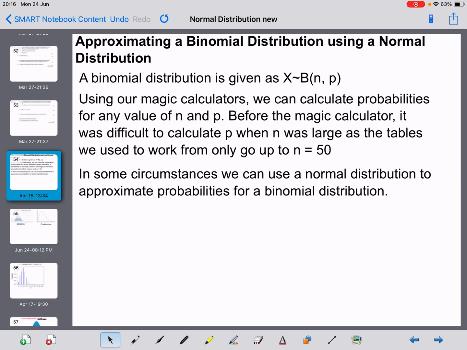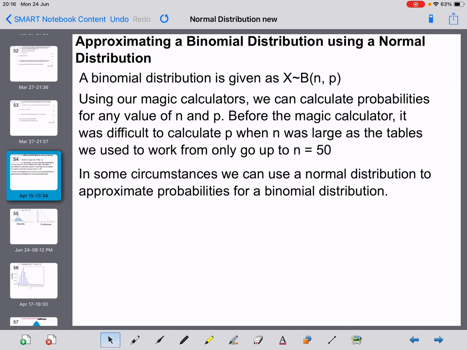And despite the fact that you don't need to do this anymore, because you've got your magic calculator, because it's such a nice bit of maths, they've left it on the spec, so for you to enjoy. So I'm going to talk about how we would do it. We're still going to use our calculator, but we're going to go through the process of applying the normal distribution to the binomial distribution.